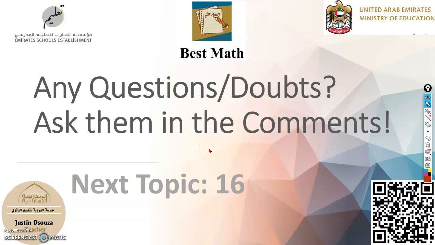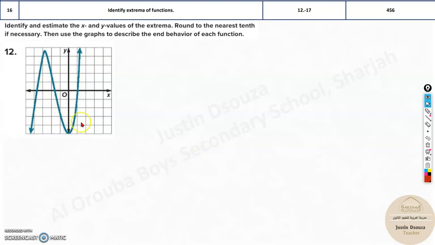Topic number 16 is about extrema of functions. Now here they have told you to estimate the extrema and then the end behavior. So instead of all the details, I'll tell you the easiest method because you will have graphs and four options. Just look at the graph.